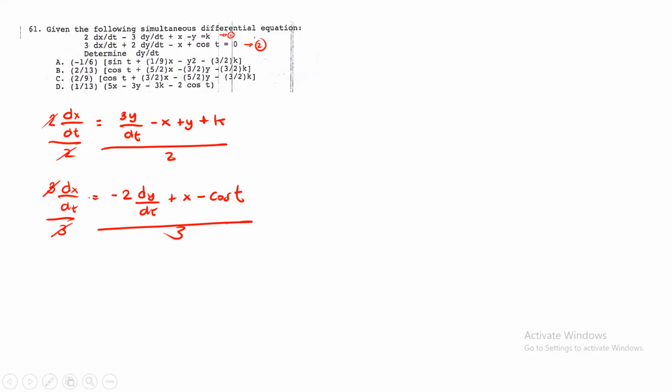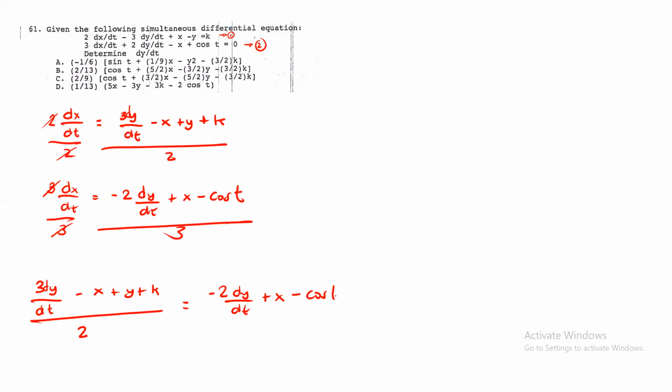So ang gagawin natin guys, pag-e-equate natin yung dalawang dx over dt para ma-eliminate natin yung dx over dt dito sa dalawang equations and makuha natin tong dy over dt. So pag-equate natin, so dx over dt is equals to dx over dt. So 3y dt minus x plus y plus k over 2. So 3 dy pala yan, 3 dy. So 3 dy is equals to negative 2 dy over dt plus x minus cosine ng t divided by 3.